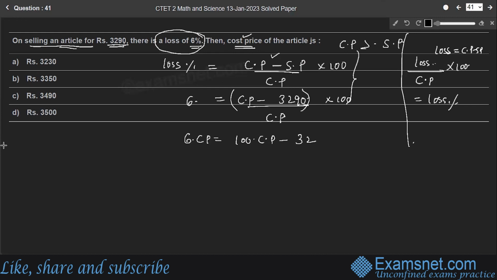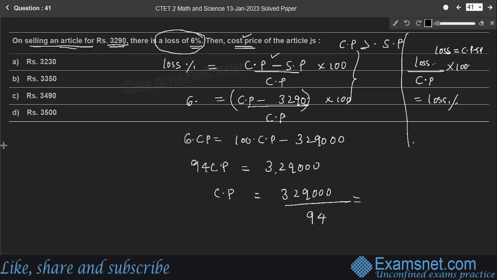It becomes 100 into cost price minus 3290 into 100. So two more zeros, right? So it becomes 329,000. Therefore, 100 cost price minus 6 cost price, right? So it becomes 94 cost price is equal to 329,000. Therefore, cost price is equal to 329,000 divided by 94, right?